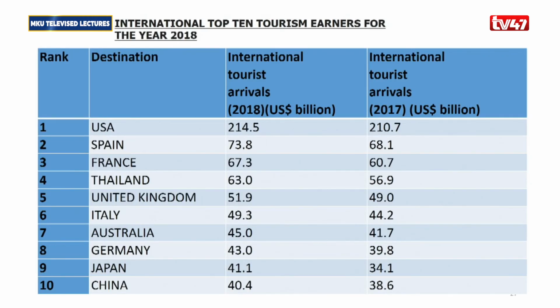So I've only focused on the top 10 international tourism earners for the year 2018. Number one was USA with 214.5 US billion dollars. Then Spain was the second. France, Thailand, United Kingdom was number five. Italy is number six. Number seven, Australia. Number eight, Germany. Number nine, Japan. Number 10 was China. China had 40.4 US billion dollar earning at the end of the 2018 tourism financial year.